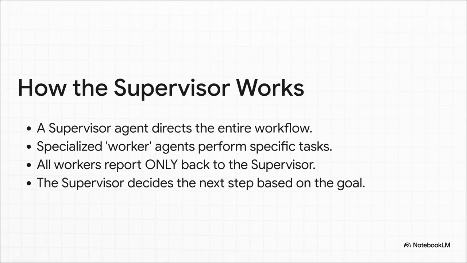So here's how it plays out. The supervisor gets the main goal. It then acts as a router, and it delegates the first task to the right specialist. Maybe it's a researcher agent. That worker agent does its job and reports its findings, but only back to the supervisor. The supervisor then looks at the results and decides the next step, maybe calling on a coder agent or a writer agent to draft a summary.